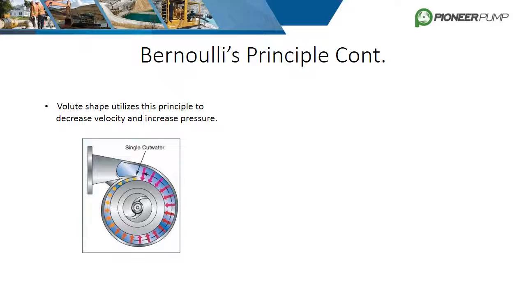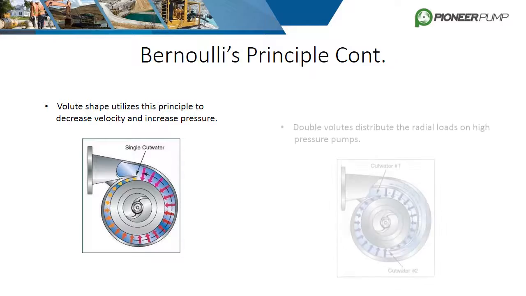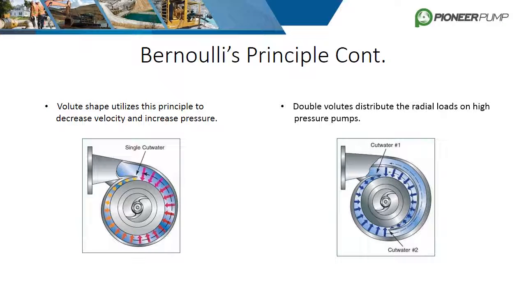The pump volute gradually increases in internal area from the cut water to the discharge. This increase in area slows the liquid velocity down and increases the liquid pressure. As the images show, one side of the impeller sees far more pressure than the opposite side. To remedy this on high-pressure pumps, a double volute can be used. Double volute casings have two cut waters located 180 degrees apart from each other to balance the radial loads. Pioneer has utilized a double volute design in several high-pressure pumps.